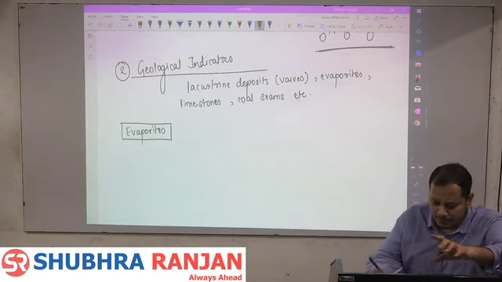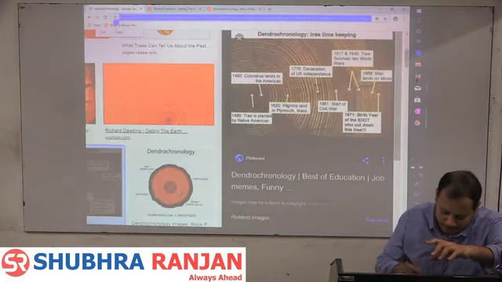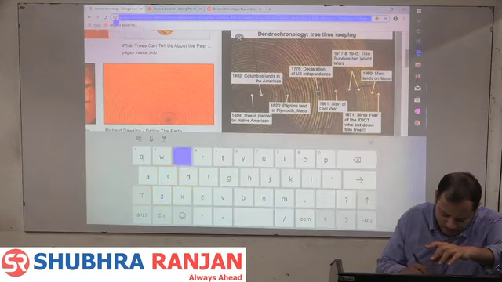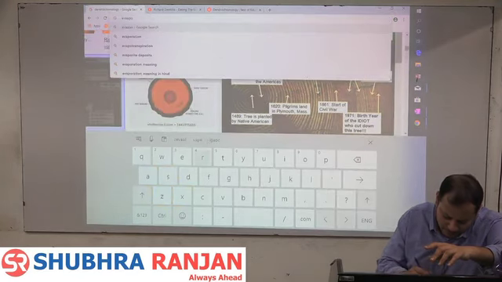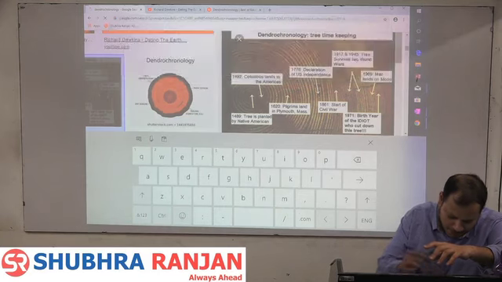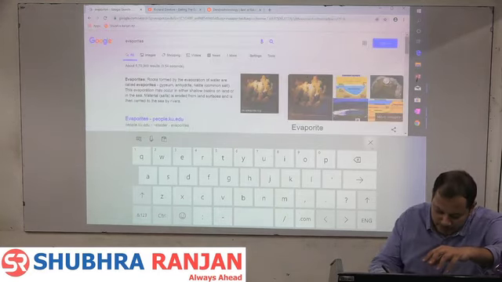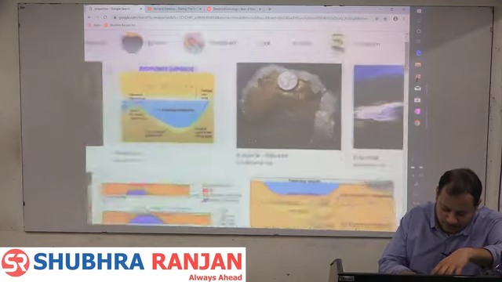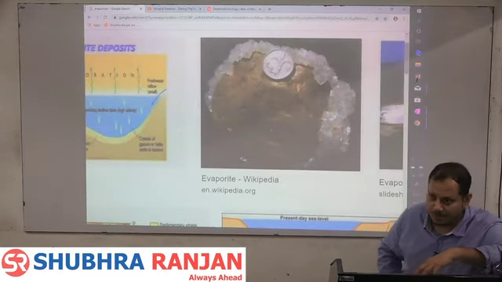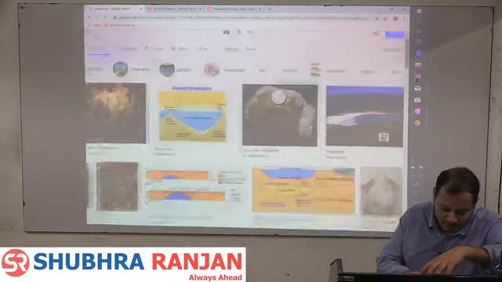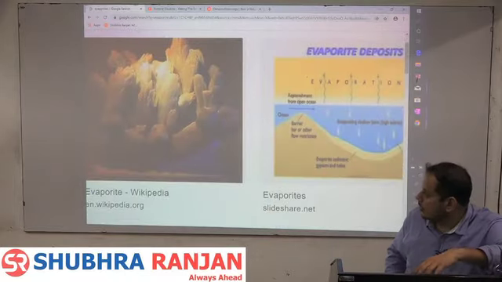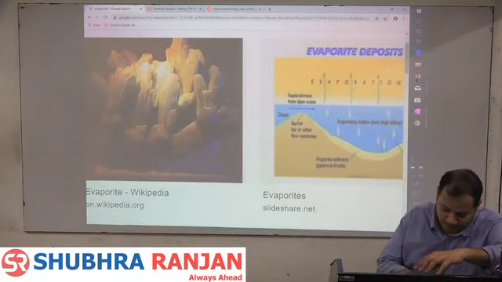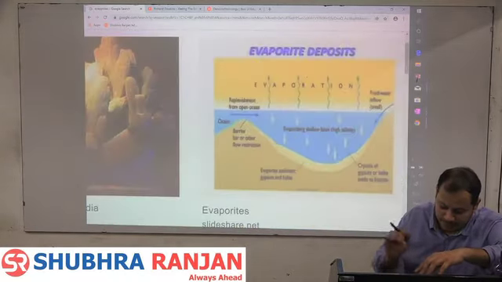What are evaporites? We have done evaporites. Evaporites are pseudo-volcanic features, that is salt crystals which grow on rocks. The salt inside the rocks will come out. The salt crystals which will come out. This is an evaporite. Why?